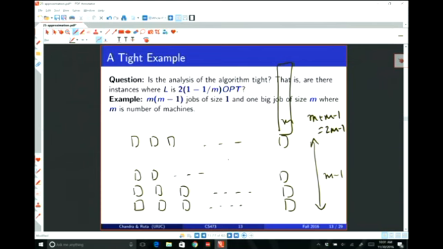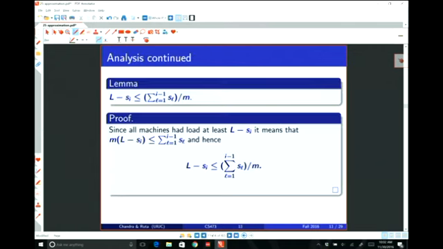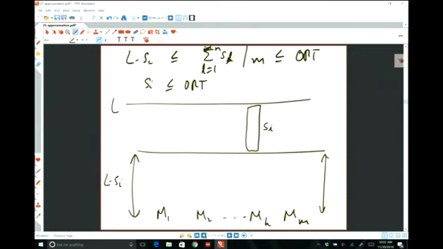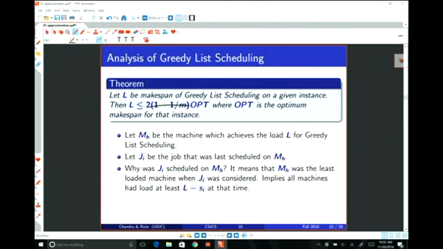So actually, I made a mistake here. This doesn't make sense, because this should be 2 minus 1 over m. I'll fix it. This should be 2 minus 1 over m. Okay?